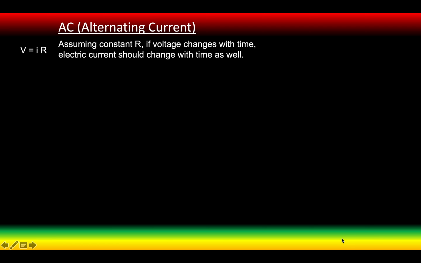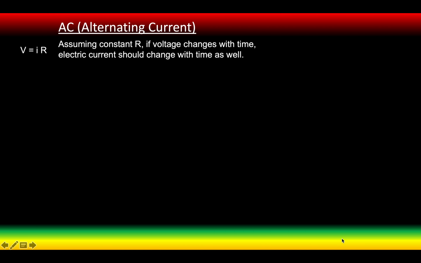To finish off this chapter, we will discuss the topic of alternating current, or AC. To motivate the idea of AC, recall Ohm's law, V equals IR. In nearly every scenario encountered, the resistance R was assumed to be constant. If the resistance R is constant, that implies that if the voltage V is going to somehow change with time, then the current I should also change with time.